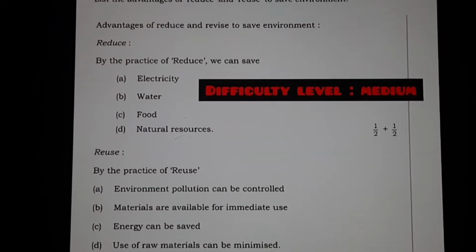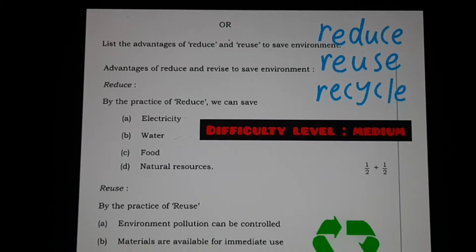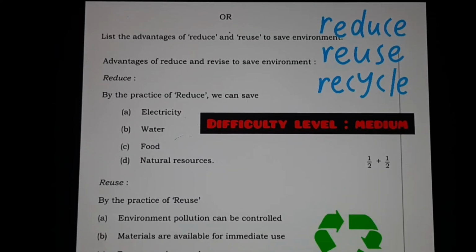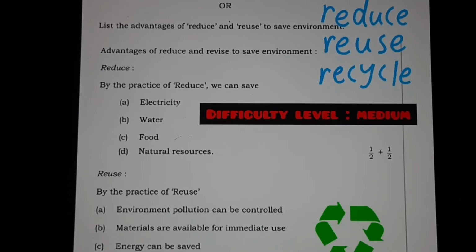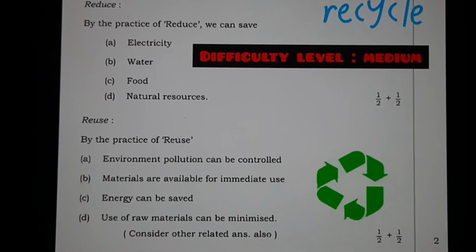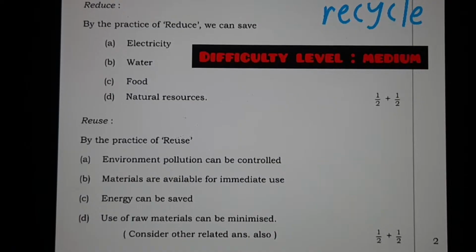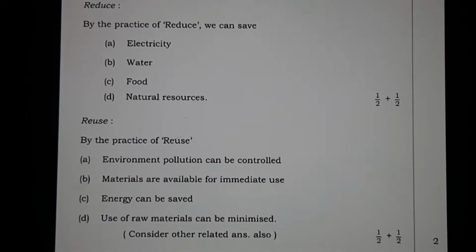Next we go here. Or optional question: List the advantages of reduce and reuse to save environment. Advantages of reduce and reuse to save environment. First, reduce. By the practice of reduce, we can save electricity, water, food, natural resources. Reuse. By the practice of reuse, environment pollution can be controlled, materials are available for immediate use, energy can be saved, use of raw materials can be minimized.